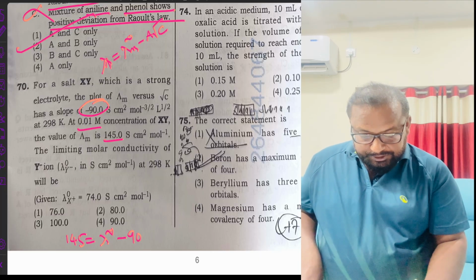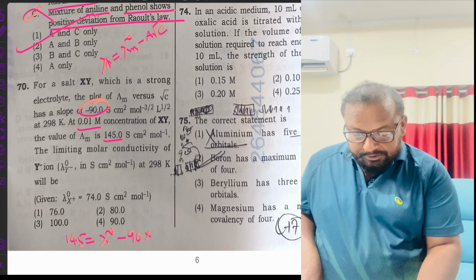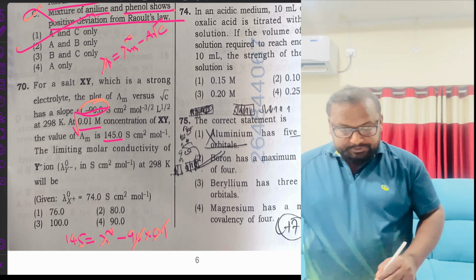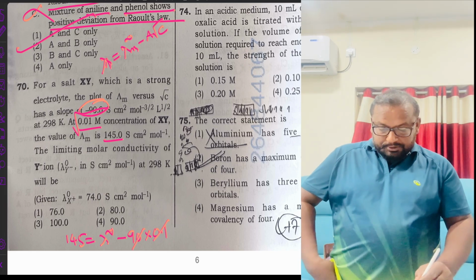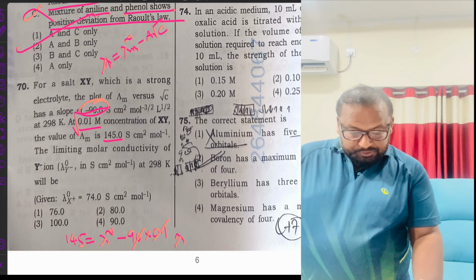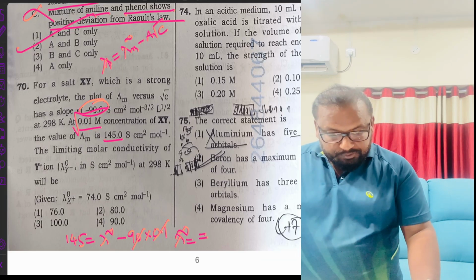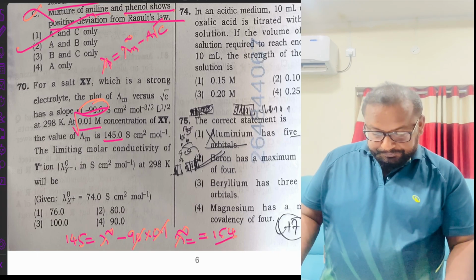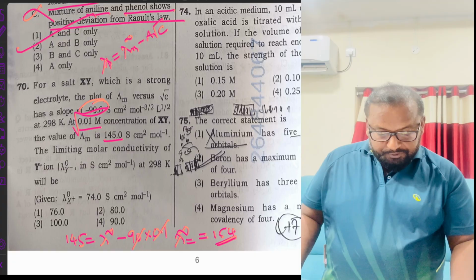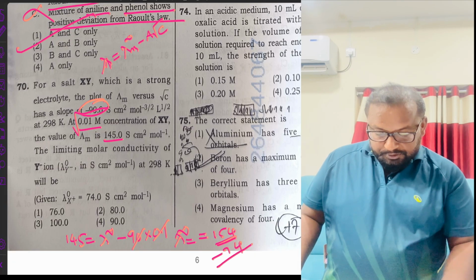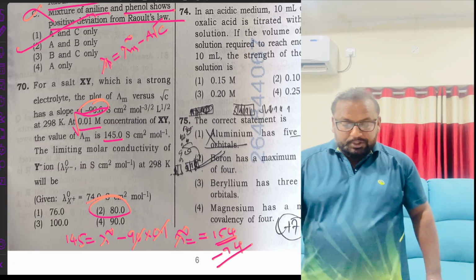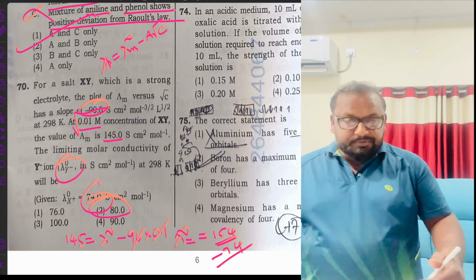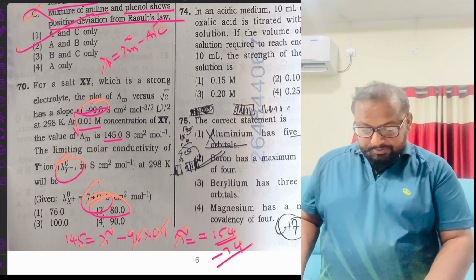So we need to take root c. Root of 10 power minus 2 gives 0.1. So the decimal cancels out. Okay. So lambda infinite equals, what do you do? Just add 9 to this. So it will be 154. Yeah, 154 minus 74 gives you 80. Right? So why is x given to us? He is asking about y. Just we add this. So the answer should be this one.